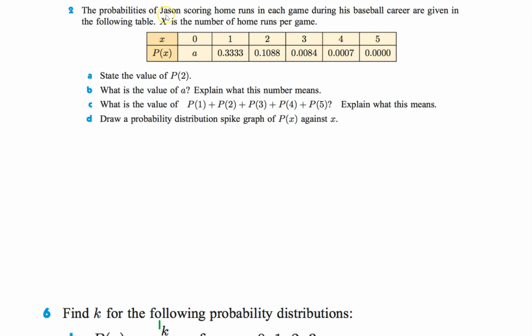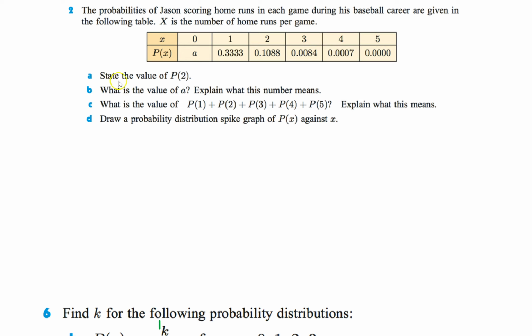the following table. X is the number of home runs per game. So again, just keep in mind what's going on: the number of home runs he hits per game. For 0, we don't know. 1 home run per game is 0.3, which is amazing. 2 home runs a game is 0.10, still ridiculous. It's almost more amazing than hitting 1 home run a game 30% of the time. Then 3 home runs a game, 4 home runs a game, and 5 home runs a game.